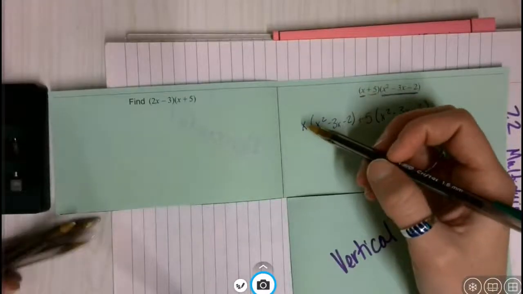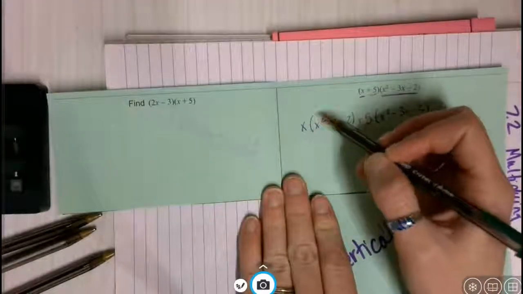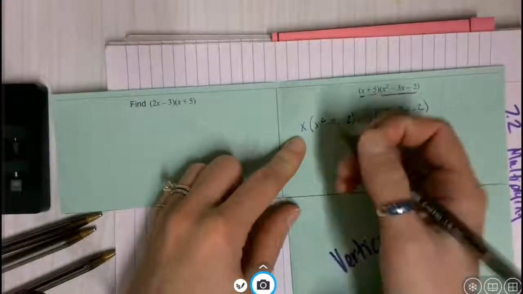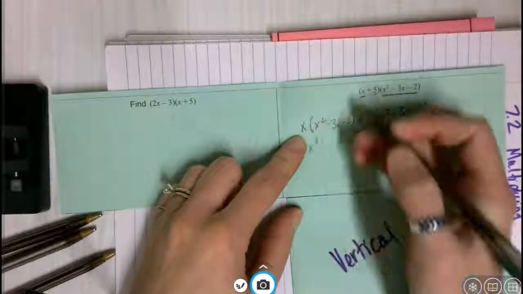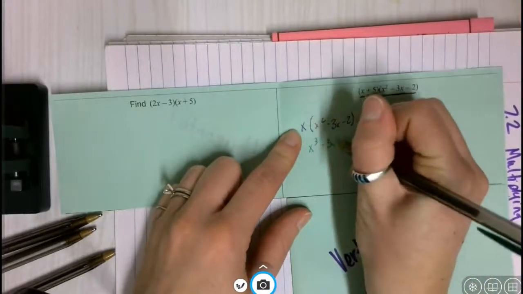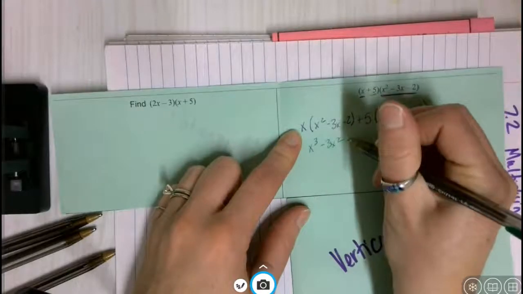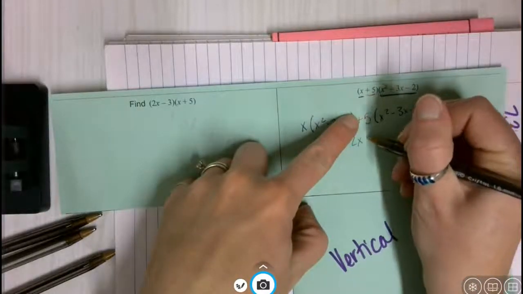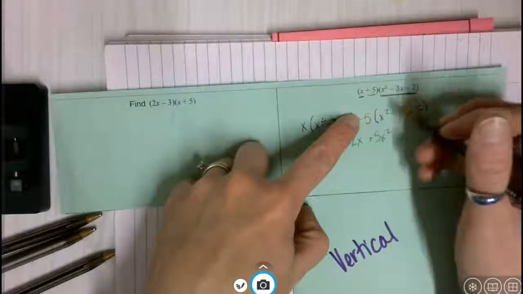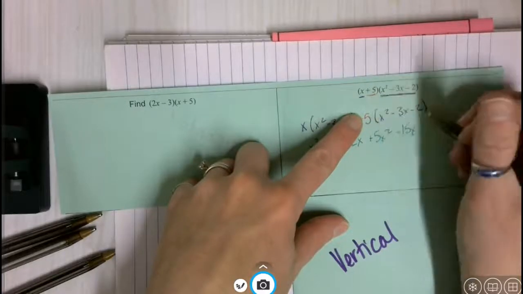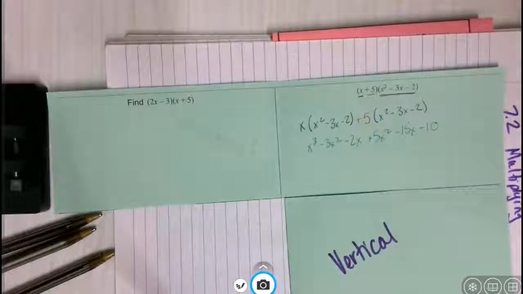So I take what's outside the parentheses and I multiply it by everything on the inside. So I see that x times x squared gives me x cubed. X times a negative 3x is negative 3x squared. X times a negative 2 is negative 2x. Plus 5 times a negative x is plus 5x squared. 5 times negative 3x is negative 15x, and 5 times a negative 2 is a negative 10.